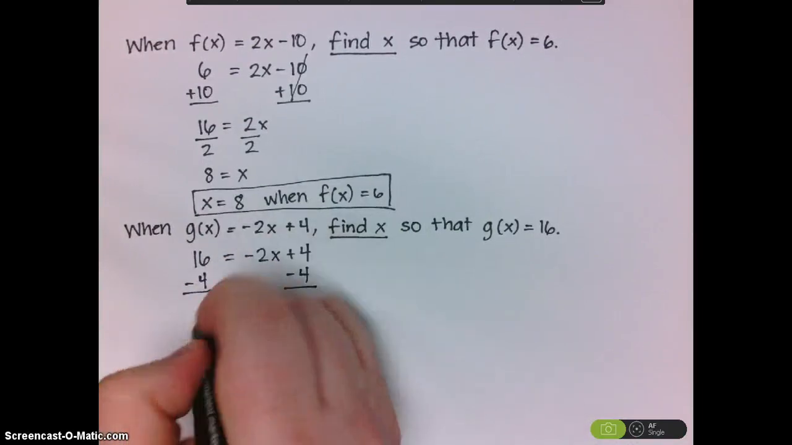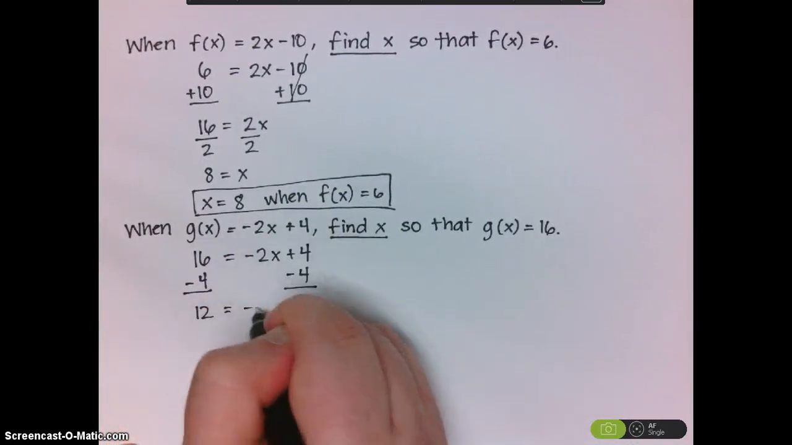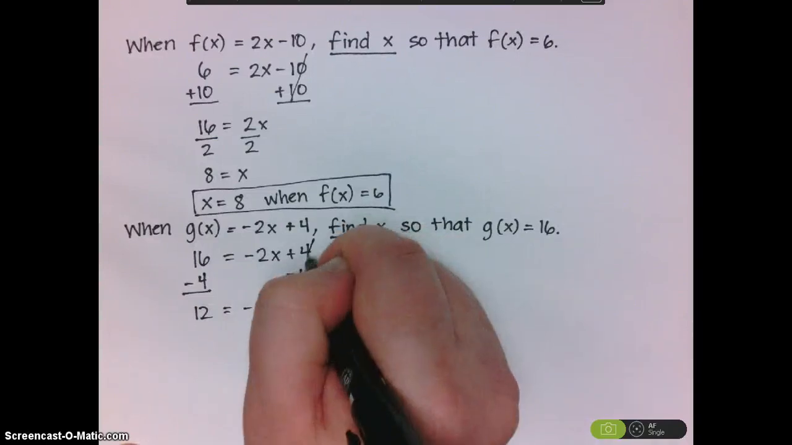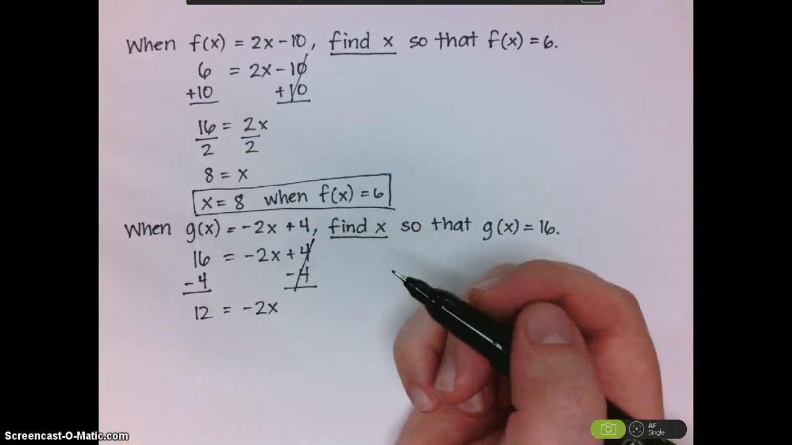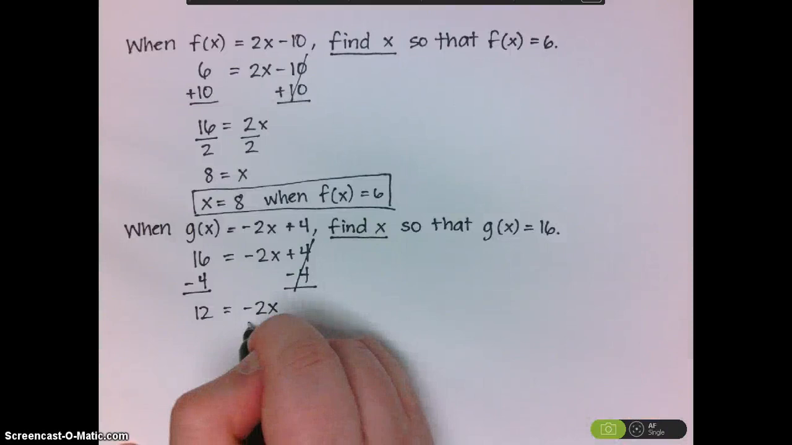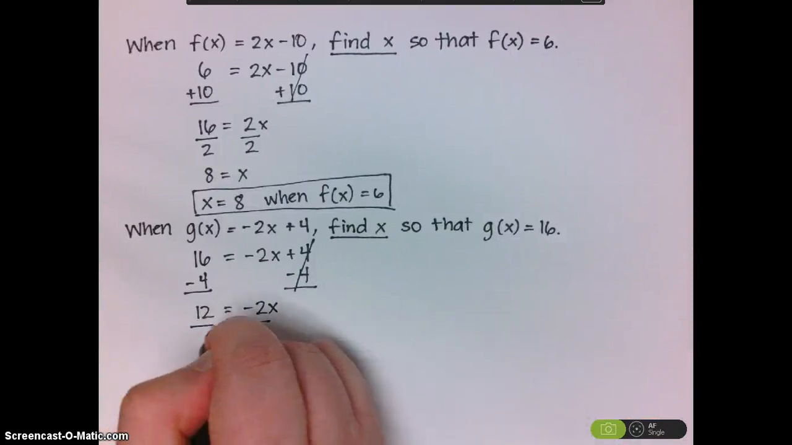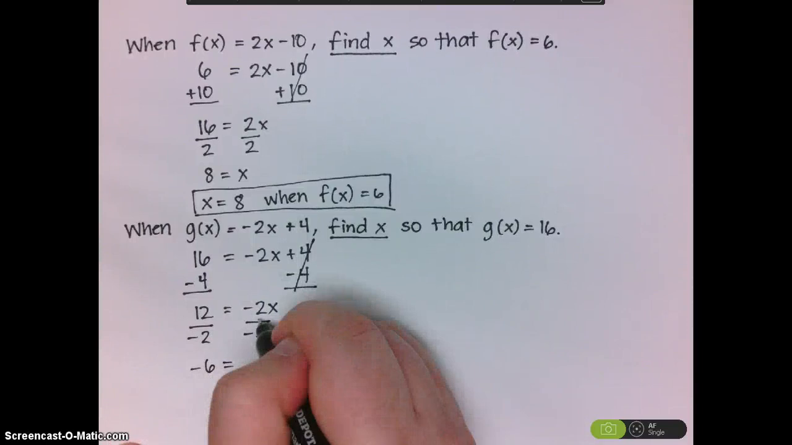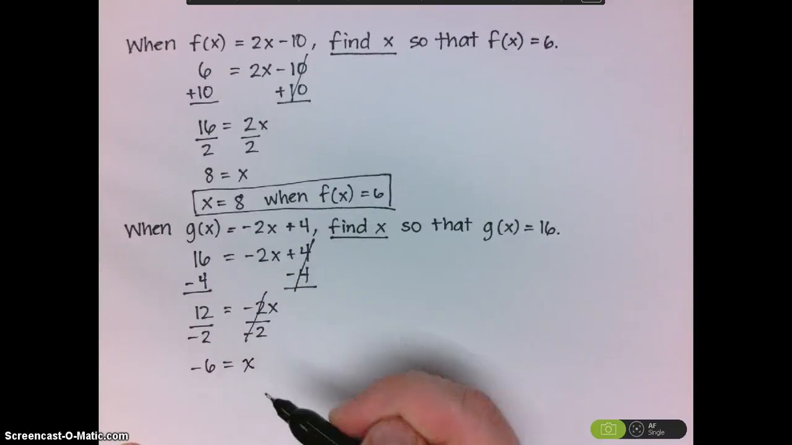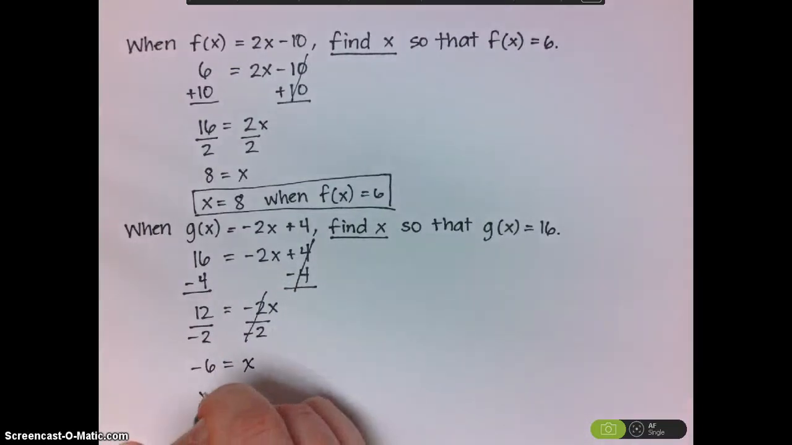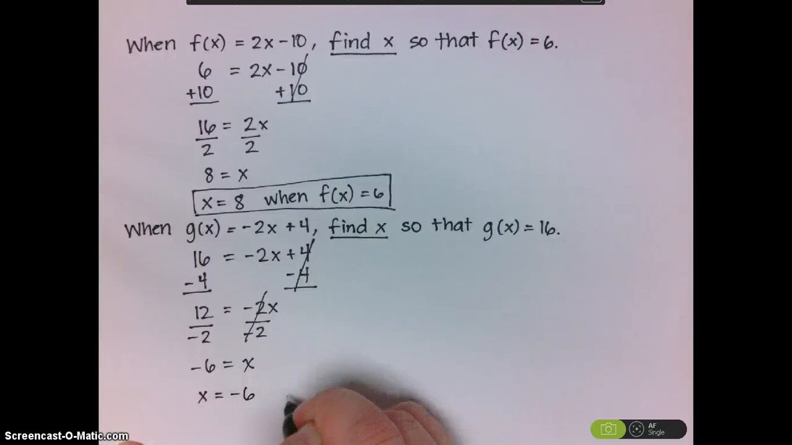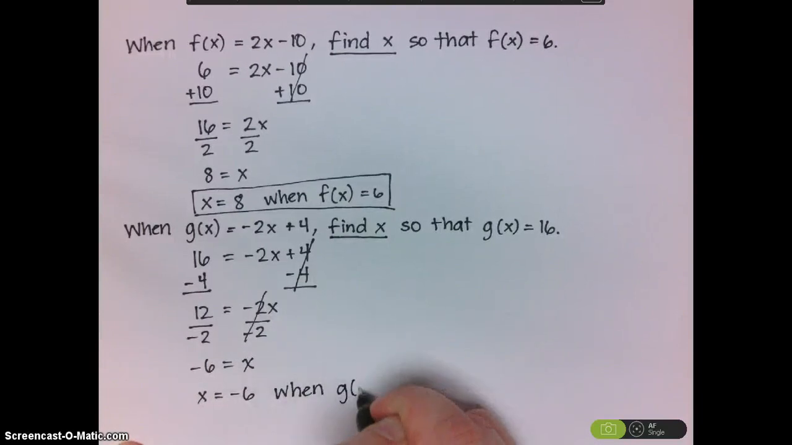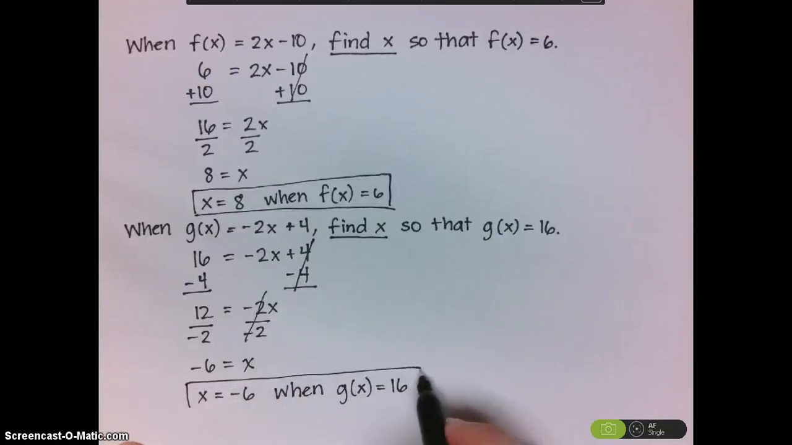16 minus 4 is 12, and that's equal to negative 2x, because the 4 minus the 4 cancel each other out. Now to get the x by itself, divide both sides by negative 2. 12 divided by negative 2 is negative 6. And that is just equal to x. And again, I'm going to rewrite this as x is equal to negative 6. And I'm going to throw in the when g of x is equal to 16. And that is going to be my final answer.